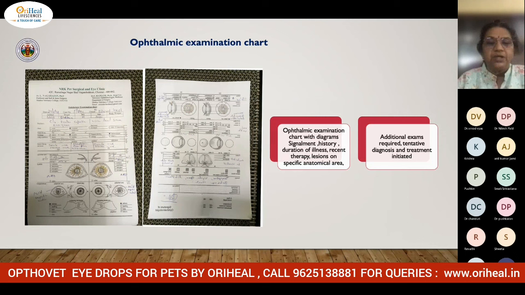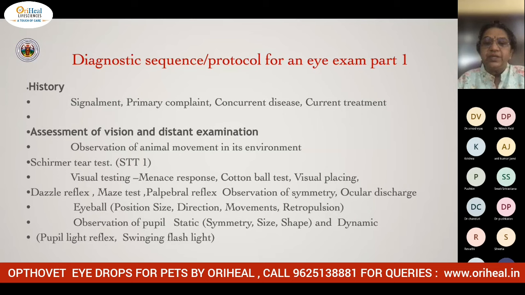This will also contain the signalment, history, and duration of illness, all those things that you will find in a typical case sheet, repeated here. Additional exams that are required will also be there, followed by a tentative diagnosis. Now here comes the diagnostic sequence of the protocol for an eye exam. This is part one, which consists of history. In the history, of course, you should know the signalment, primary complaint, concurrent disease, and current treatment. All these you can look into.